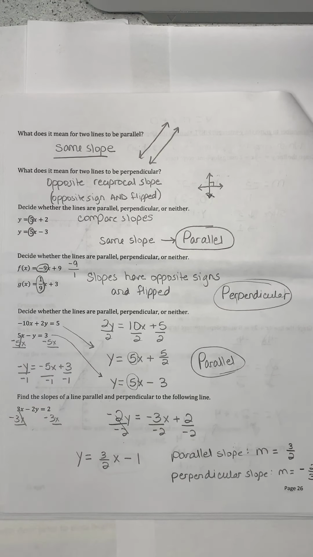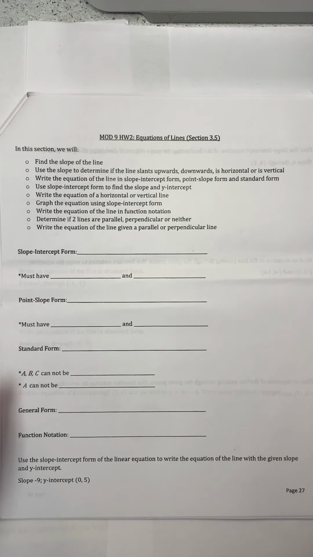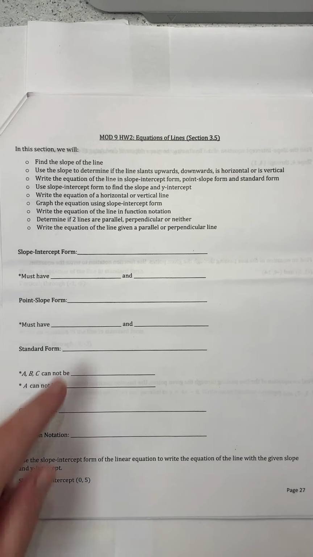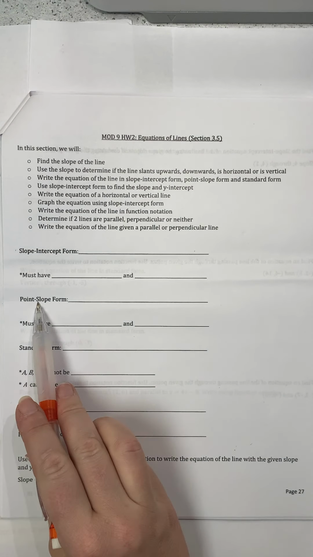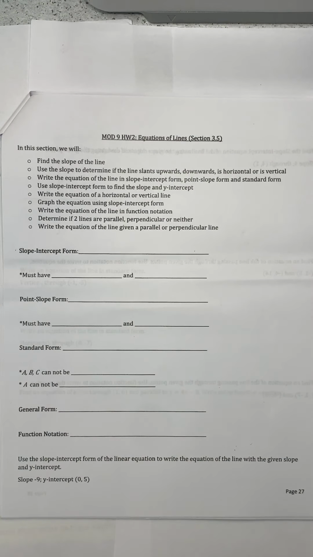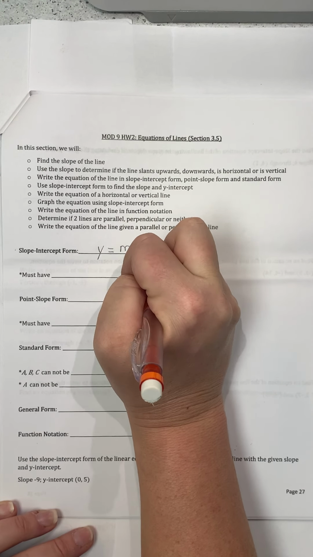Okay. Let's look at Module 9, Homework 2. Okay, look at all these forms that we need to talk about here. We need to make sure that you know slope-intercept form, point slope form, standard form, general form, and function notation. We want to make sure that you're comfortable with all of those. So we already know slope-intercept form. It's going to be y equals mx plus b.